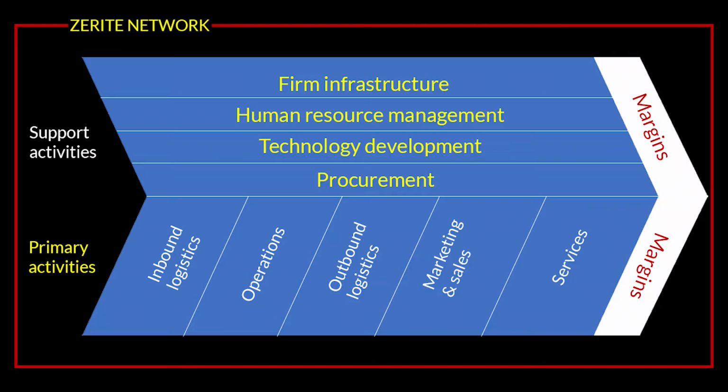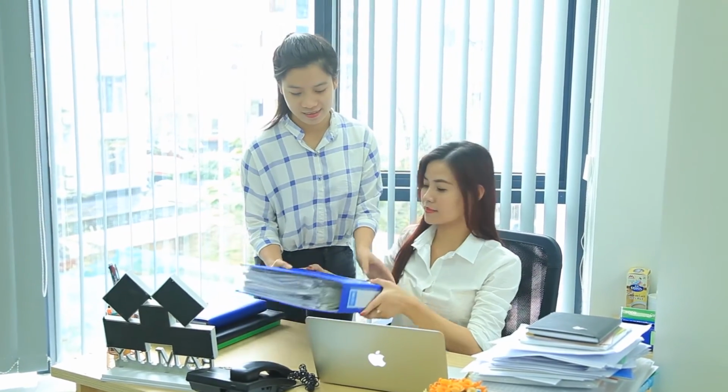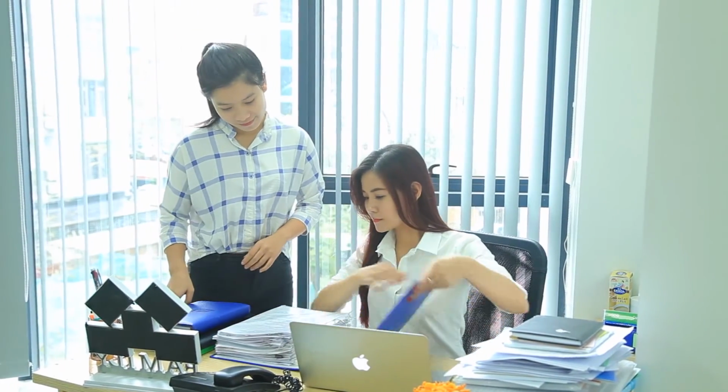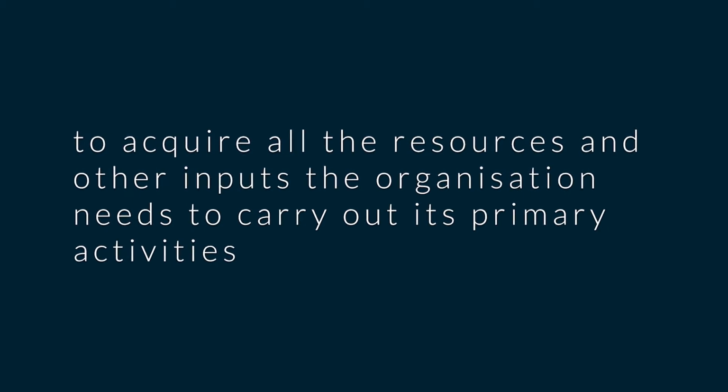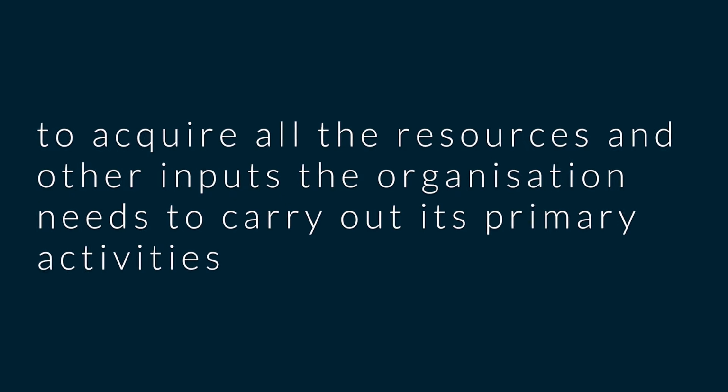And let's quickly look at the next one, okay? In this case, the support or the secondary activities. In this case, we have firm infrastructure, human resources, technology, and procurement. And in this case, we're just concerned with procurement because this is procurement related. So let's talk about that. At its most basic, the role of procurement in the value chain context is to acquire all the resources and other inputs the organization needs to carry out its primary activities.